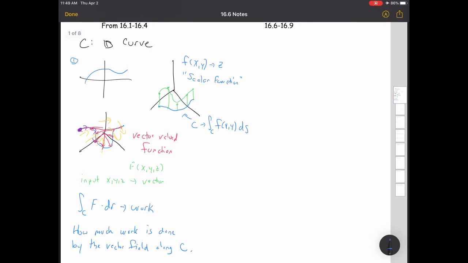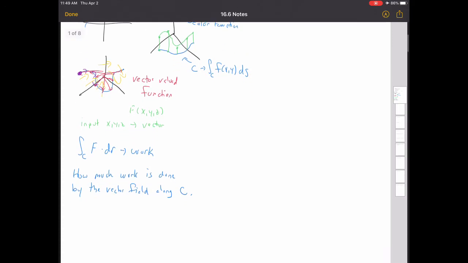In all these cases, again, one of the main things to remember here, in all cases, C is a one-dimensional curve. Again, very important concept. And that was kind of the crux of what we did from 16.1 to 16.4.